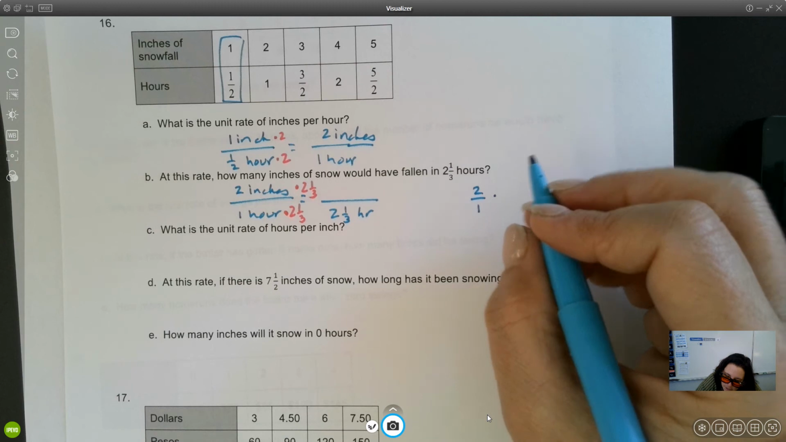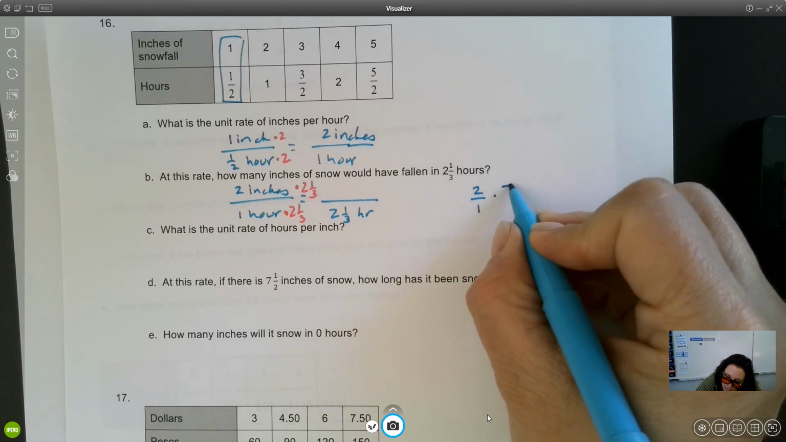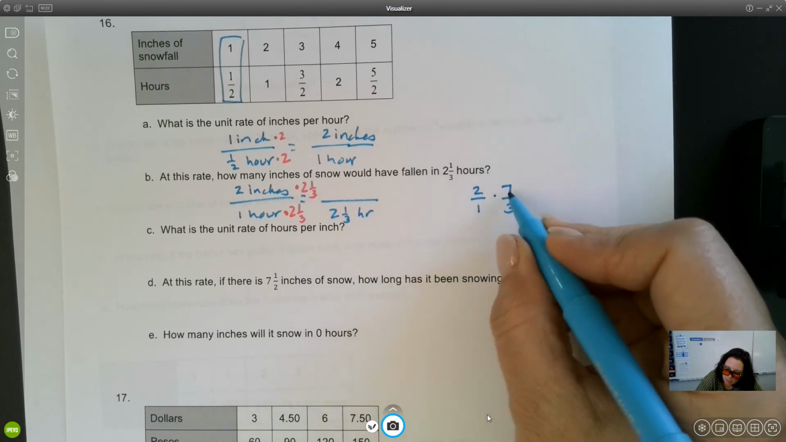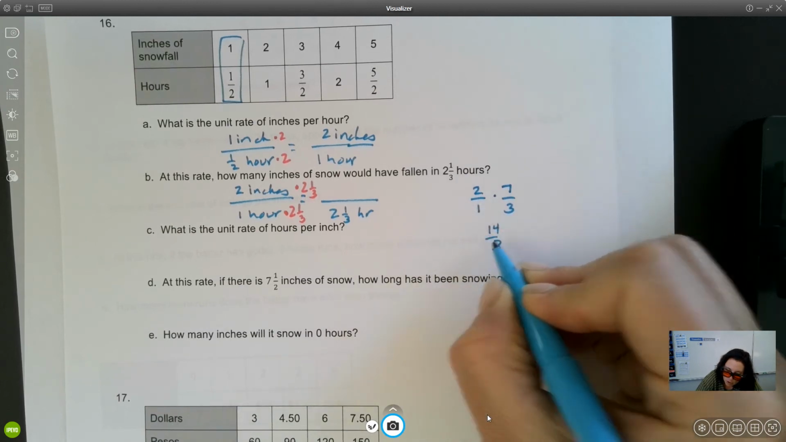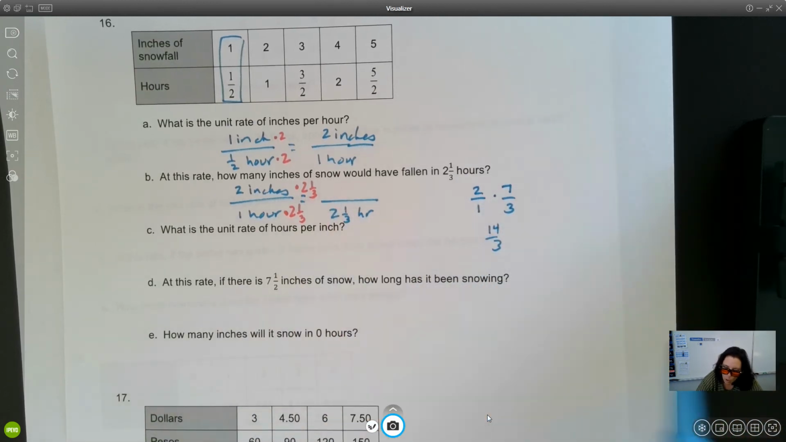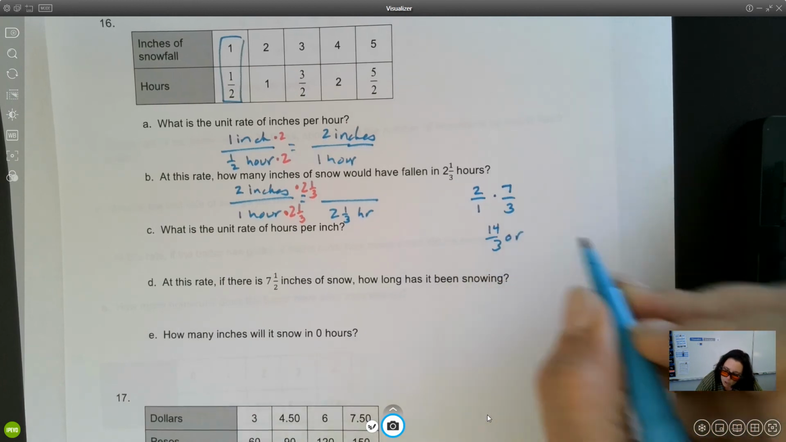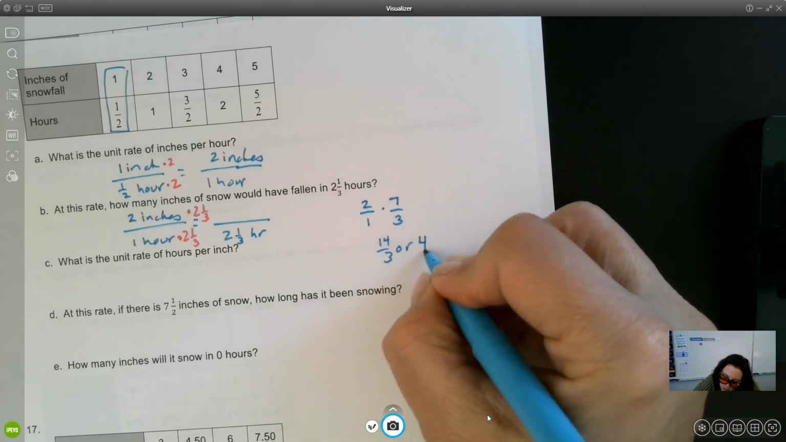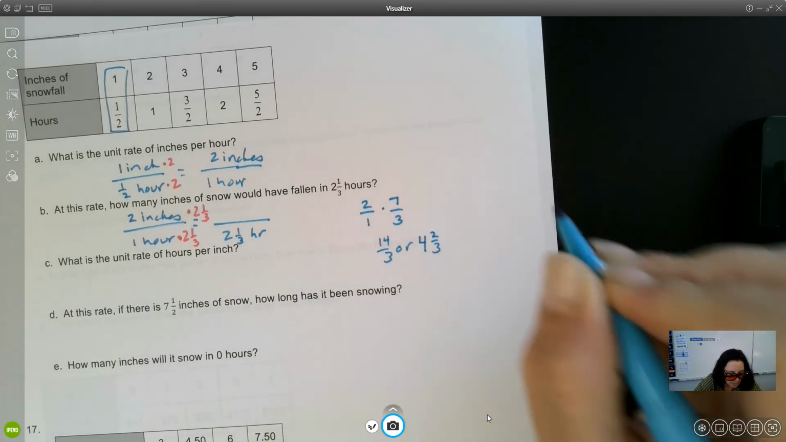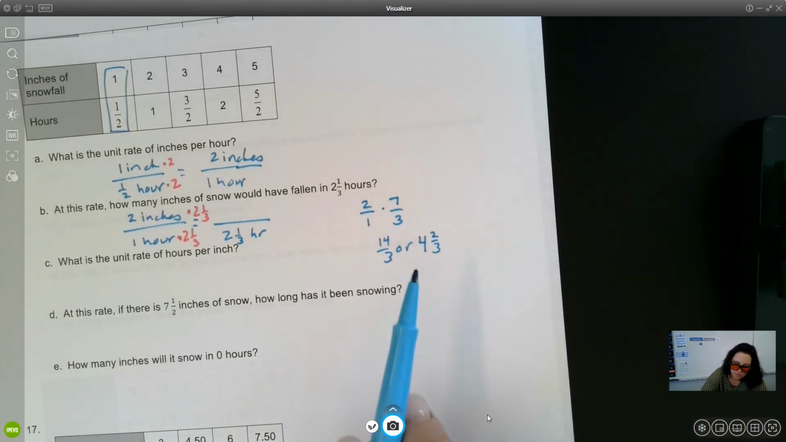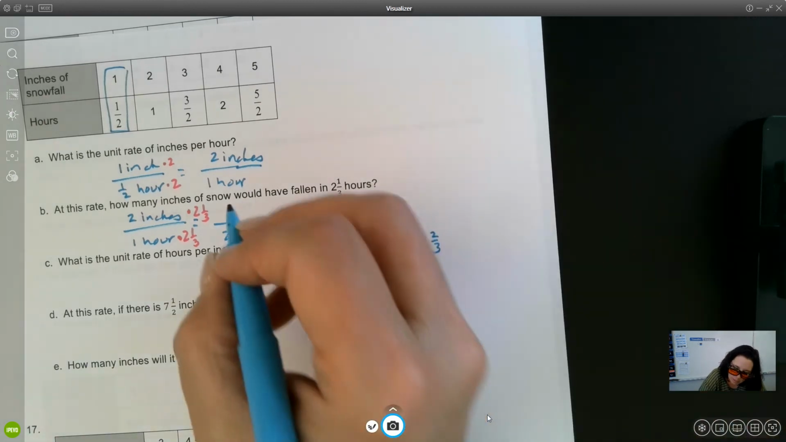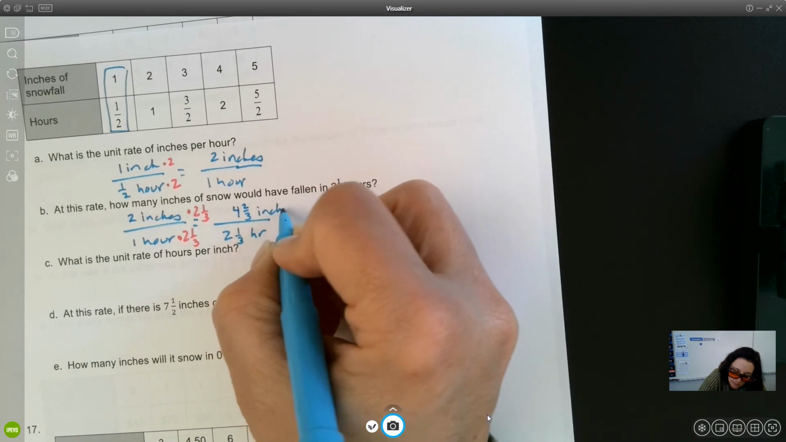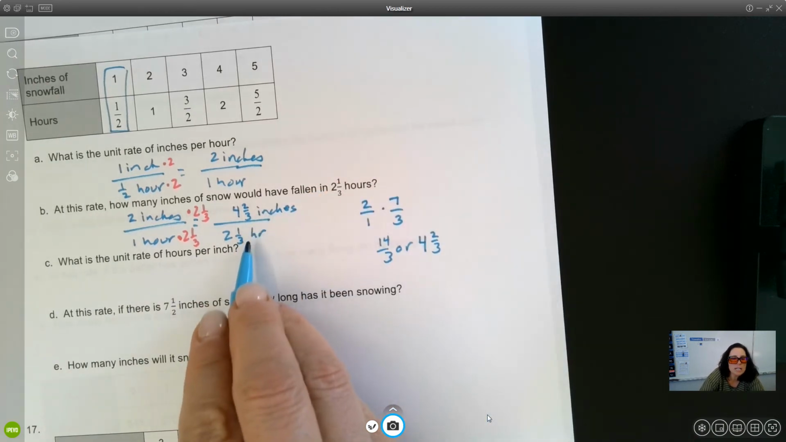2 1/3 would be 7/3, right? Yes, 7/3. Okay, so that comes out to be 14/3 you could put here. Or you would say, how many is that? 4 2/3. Okay, either one of those, 4 2/3. So I'm going to put 4 2/3 inches. Okay, this, my friends, is not your answer.